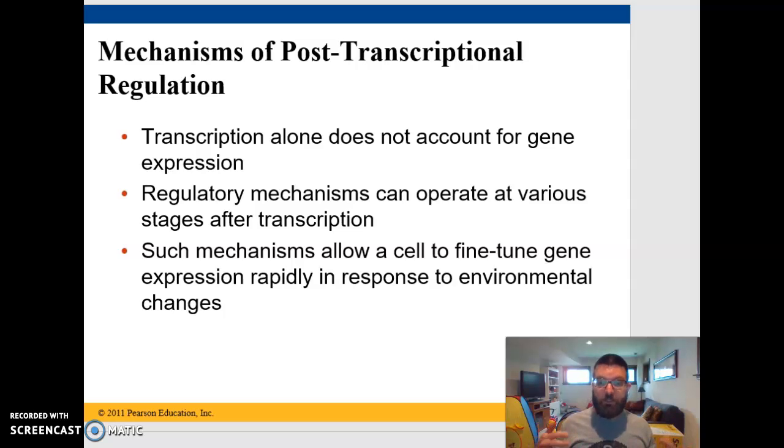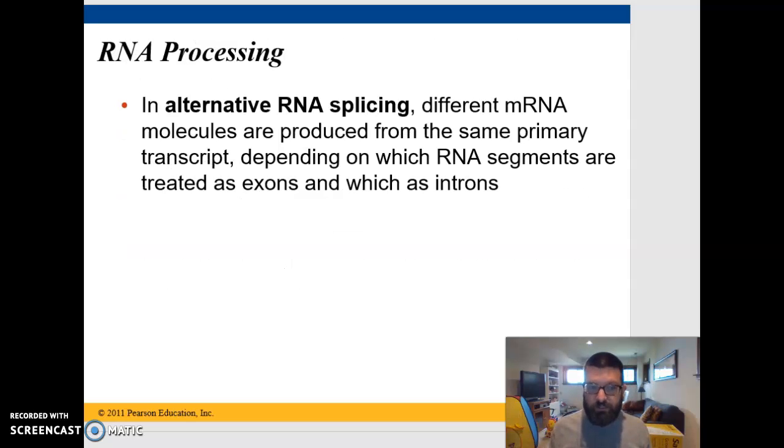All right, so we can regulate the expression of a gene by condensing or loosening up the DNA. We can regulate it by facilitating RNA polymerase to bind to the gene and make an mRNA, or inhibiting RNA polymerase from binding to the DNA, so encouraging or discouraging transcription. But there are lots of post-transcriptional mechanisms of regulation as well. So for instance, in eukaryotes, we still have to process this RNA. And we can process that RNA in a number of different ways, depending on which segments are treated as introns and cut out, and which segments are treated as exons and left in.